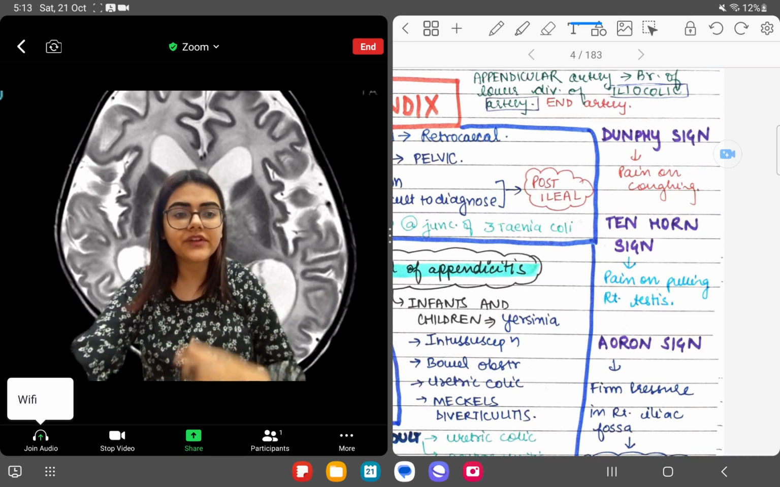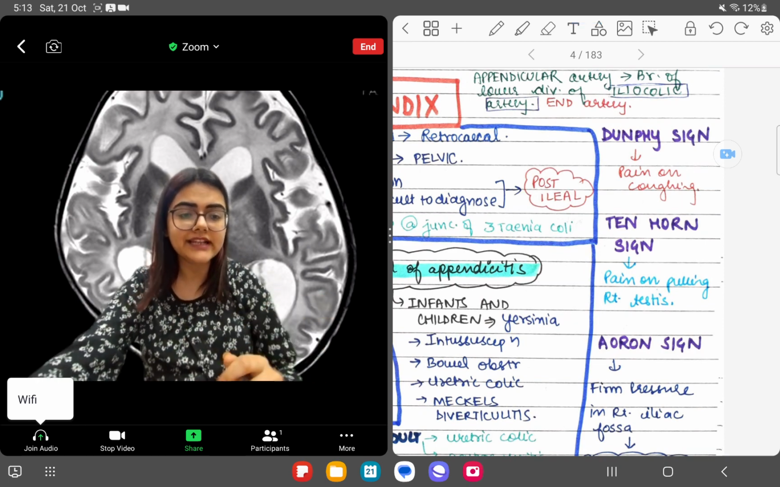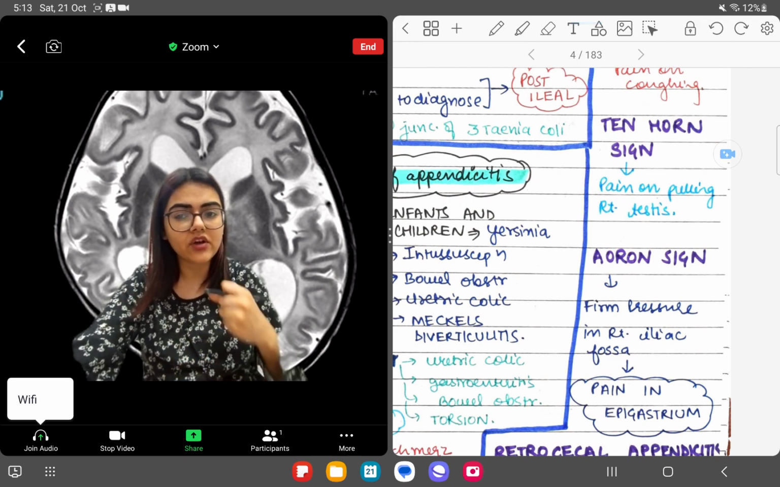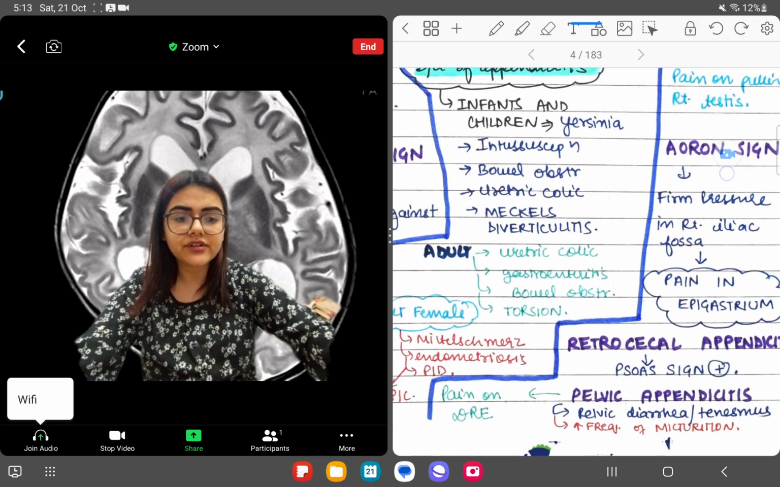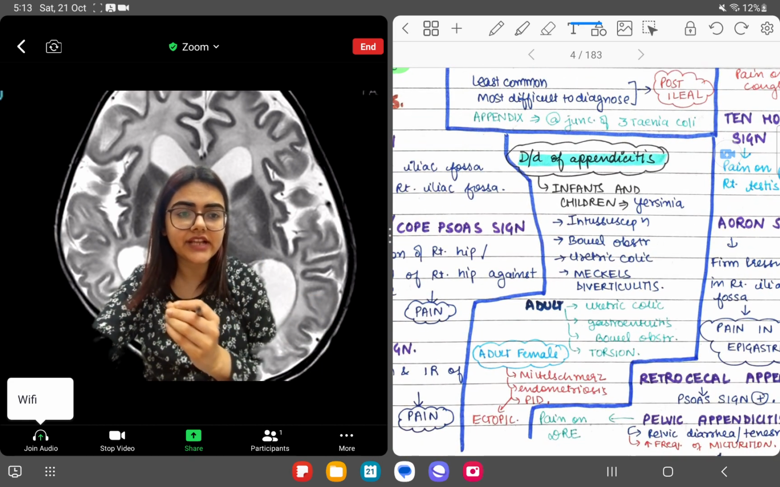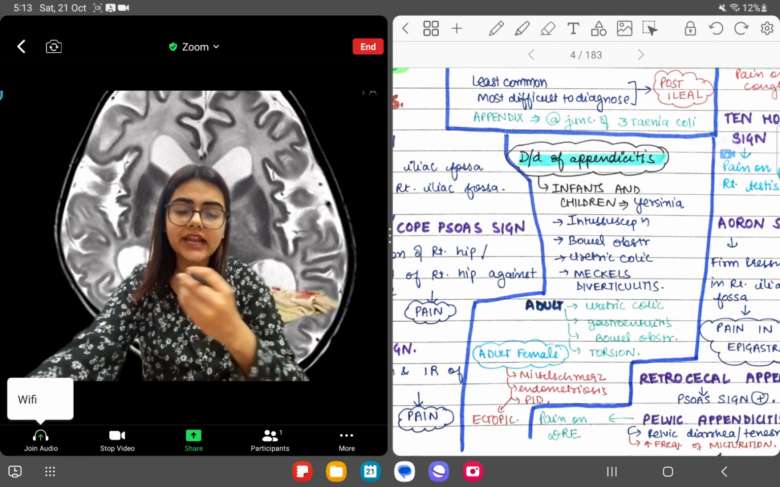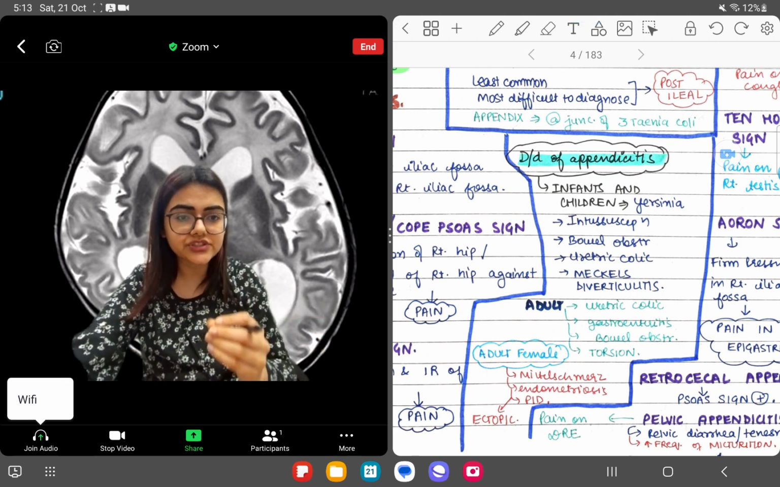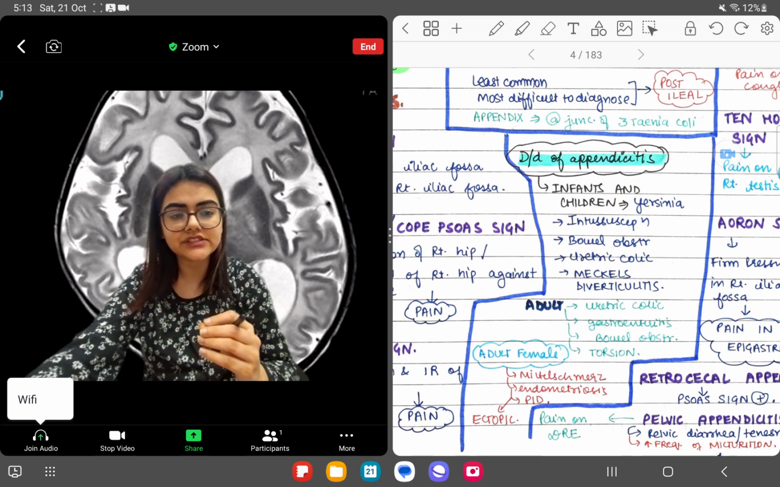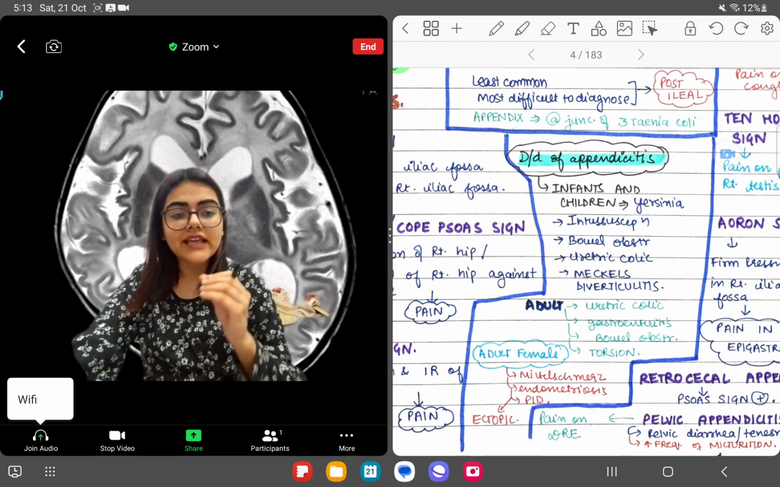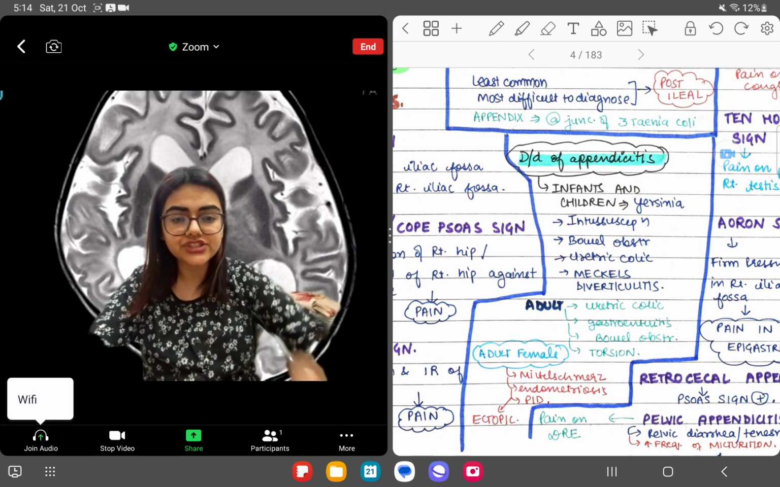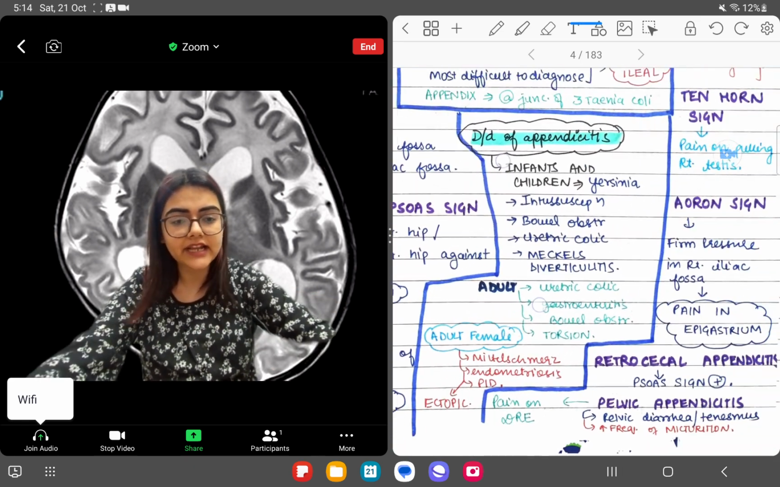Apart from that, we have Dunphy sign. Dunphy sign is pain on coughing. Tenhorn sign is pain on pulling the right testis. Then Aaron sign is firm pressure in the right iliac fossa will cause pain at the epigastric region. Now, differential diagnosis of appendicitis in infants and children. The differential diagnosis can be Yersinia enterocolitis, intussusception, bowel obstruction, ureteric colic, and Meckel's diverticulitis. In adults, the differential diagnosis can include ureteric colic, gastroenteritis, bowel obstruction and torsion, and in adult female, it can include Mittelschmerz syndrome, endometriosis, PID, and ectopic pregnancy.